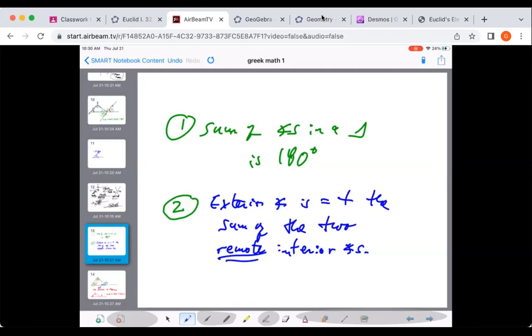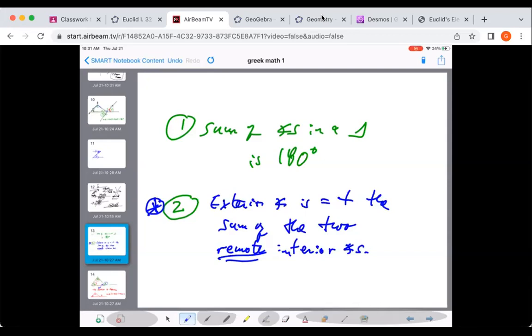Not including the one that's supplementary to the angle. So that's what that means. This theorem is going to be used in various very famous proofs. And again, a proof is not, oh, how big is this angle? A proof is proving some other theorem, and this will be one of these steps.